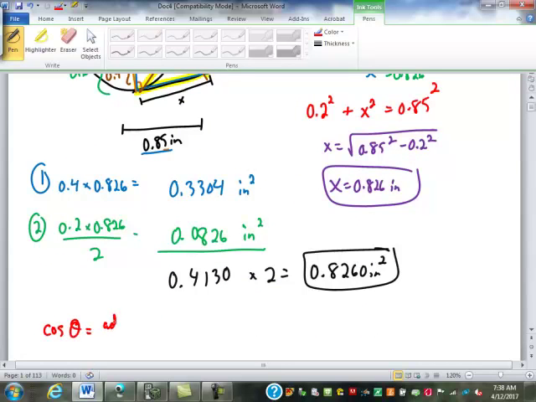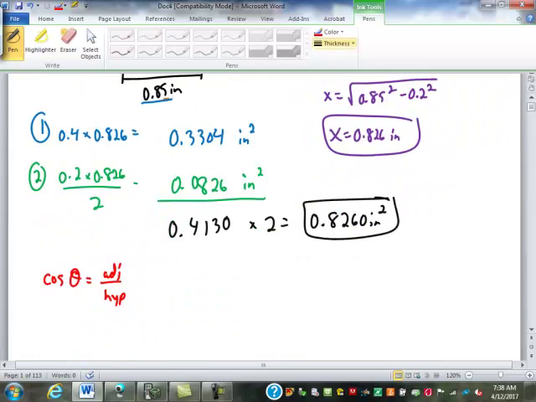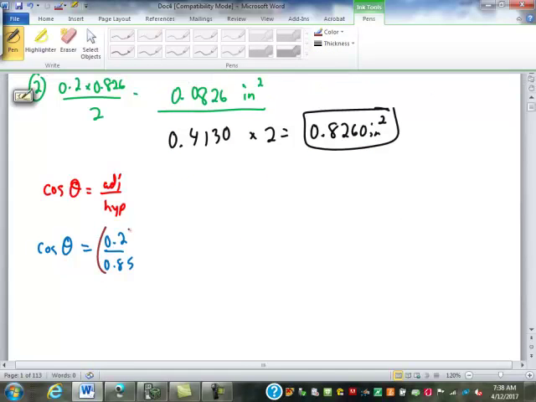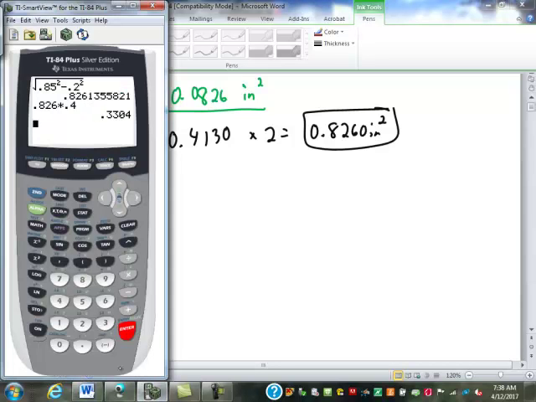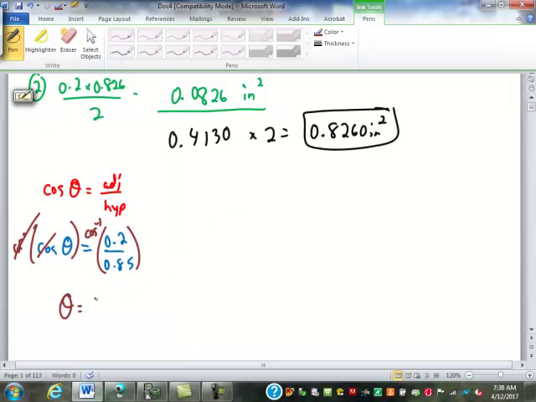Cosine theta equals adjacent over hypotenuse. We have the adjacent side is 0.2, the hypotenuse is 0.85, and we are looking for the angle, which means we need to do inverse cosine. So the cosine and inverse cosine cancel out. Theta is equal to the inverse cosine of 0.2 divided by 0.85. Close those parentheses. 76.39 degrees.